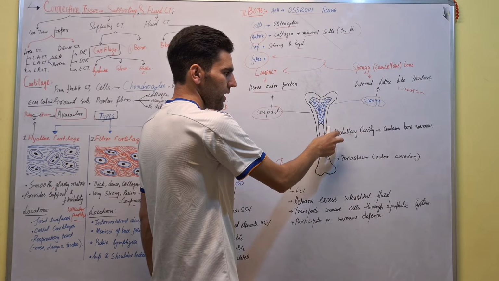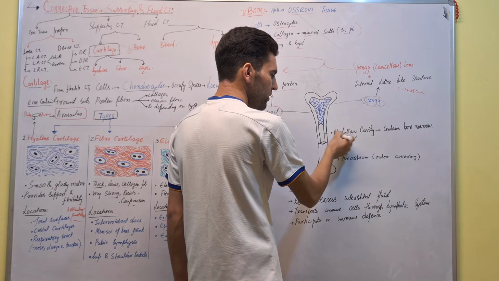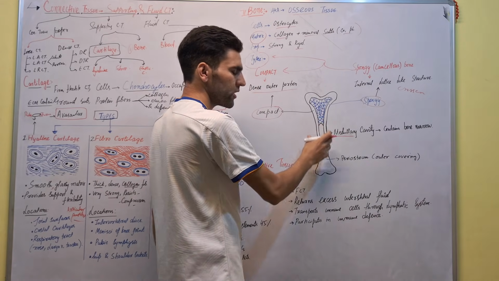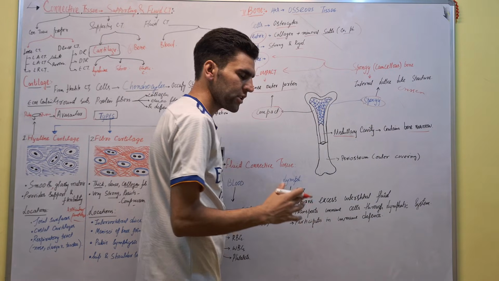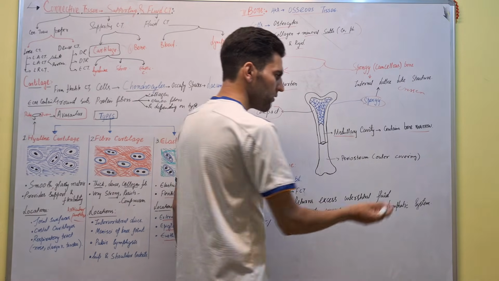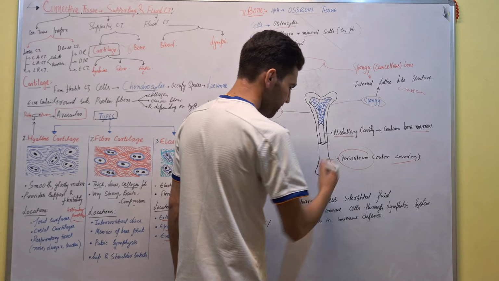Then we have the inner medullary cavity, that is the cavity located inside the bone, the middle cavity. It contains bone marrow, we call it the medullary cavity. And the covering of the bone, that is the outer covering, we call it periosteum.